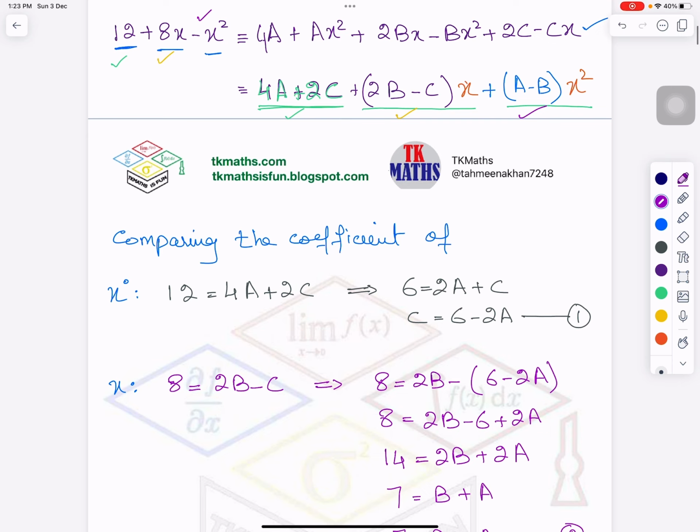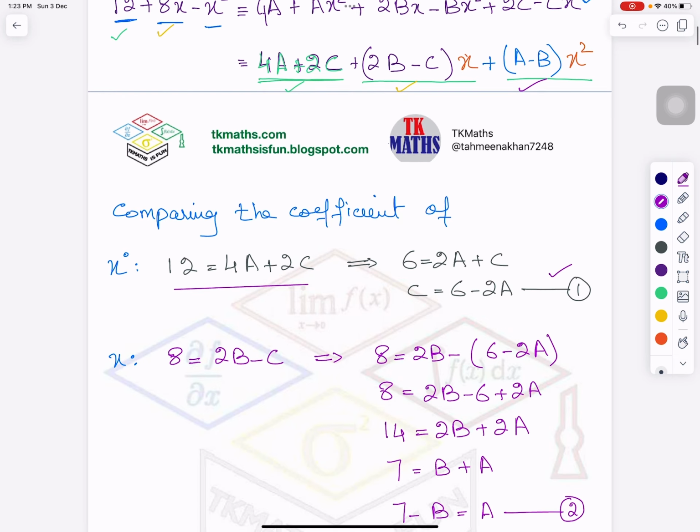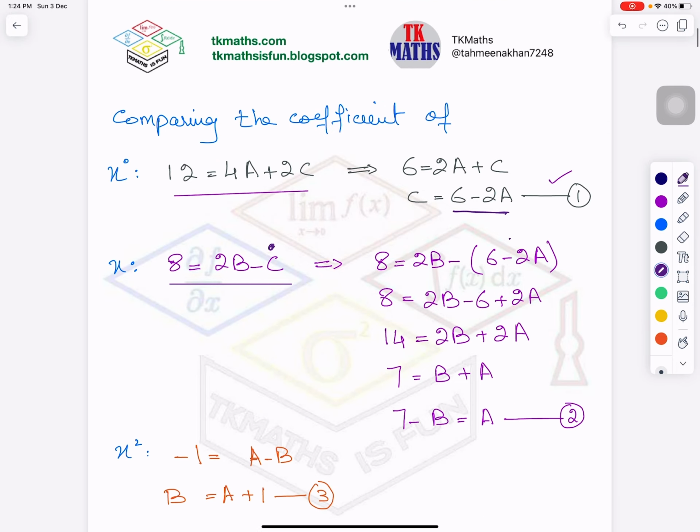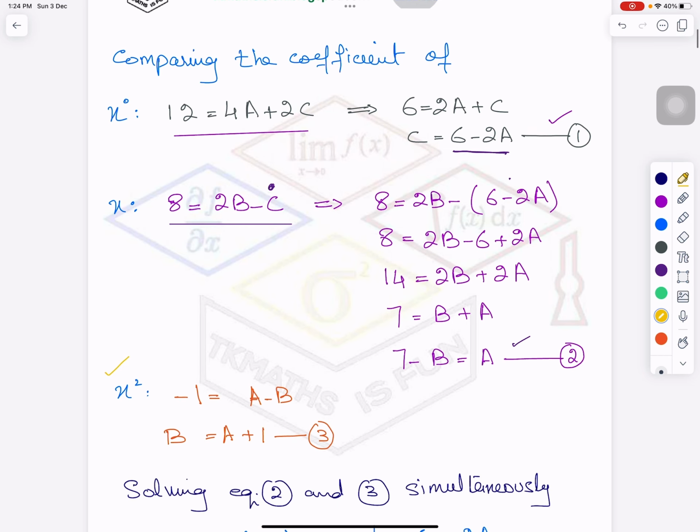Exactly this is what I am doing here, and then I am dividing by 2 to simplify it. It's better you simplify equations when you have to solve them simultaneously. Then when I compare the coefficient of x power 1, this is the equation, and in place of c I am substituting this value here. You can see that. So at the end I got the equation in terms of a and b. Then lastly I am taking the coefficient of x square, minus 1 equals a minus b.